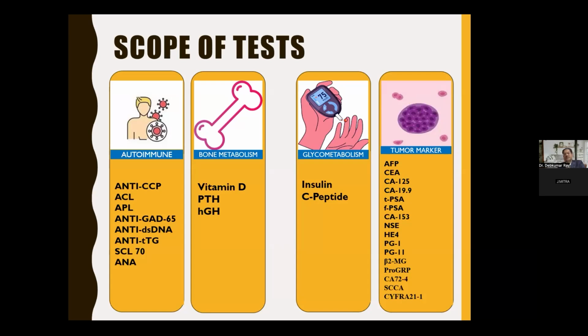CEA, carcinoembryonic antigen, CA125, 19.9, PSA total and free, in abbreviation TPSA and FPSA, and CA153. And next one is NSE, neuron-specific enolase, and PG1, PG2, beta-2 microglobulin, pro-GRP, SCCA, and CYFRA21. What is the pro-GRP? That is progastrin releasing peptide, and SCCA is squamous cell carcinoma antigen. And the last one is the cytokeratin 19 fragment, which is most commonly used for non-small cell carcinoma lung. So this is the biomarker for non-small cell carcinoma lung.